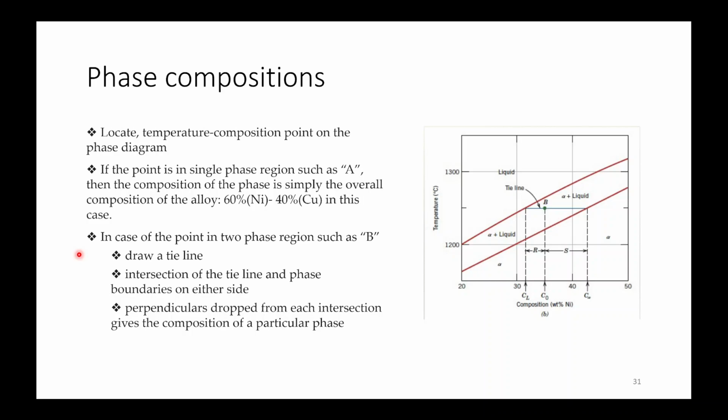And in the case of a point in the two phase region such as B, we have to draw a tie line. A tie line is a line intersecting the phase boundaries at a constant temperature. So take the intersections of the tie line and phase boundaries on either side. From these points you have to draw perpendicular lines, and each intersection gives the composition of a particular phase, and you have to find out what that composition is.